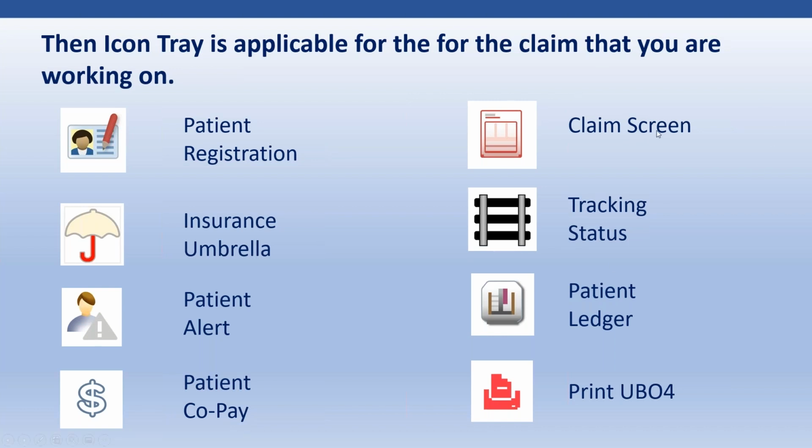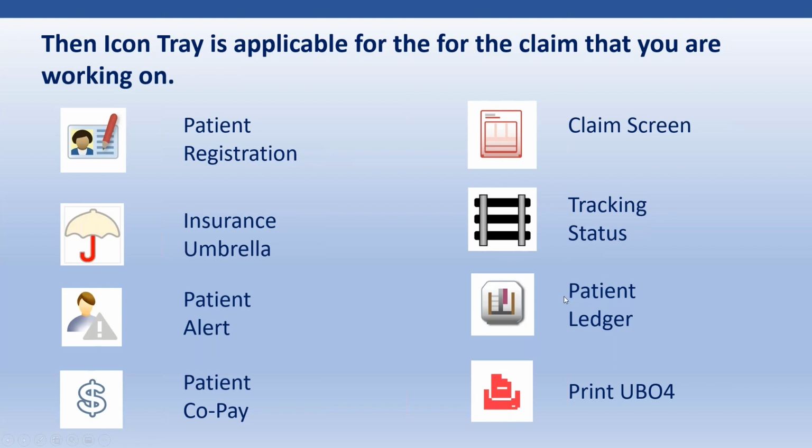This claim screen right here will take you back to the original claim. So if you've highlighted a line on that remit, it takes you back to that particular claim. The tracking status lets you know where you're at if you have a clearinghouse, or if you bill paper, it'll even say you billed paper. So it says you sent out an electronic file, it hit the clearinghouse on this day, it hit the insurance company on this day, the insurance company sent their money. So it gives you a track of what's going on with your claim.